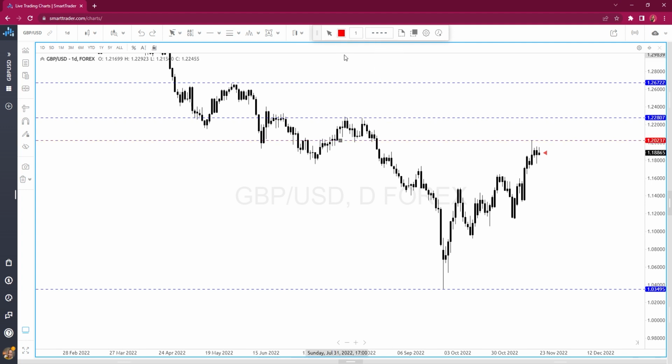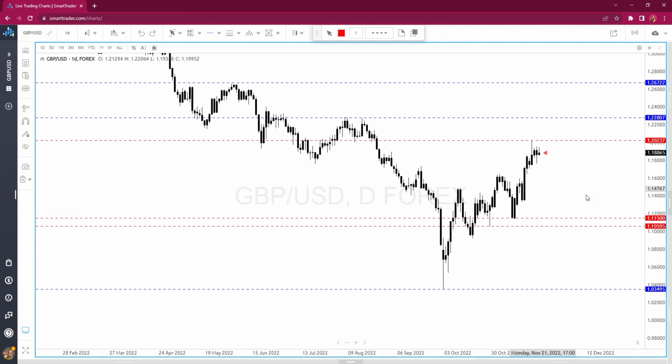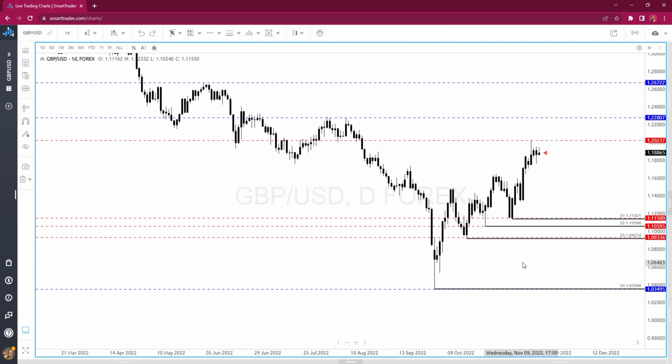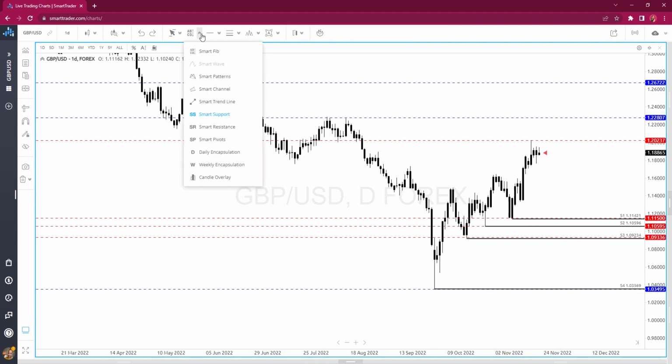So I'm going to change this to red. And then I believe I got a level of support here. I think I got another level here. And then I've got another level here. So let's turn on smart support and see. Yep. So all 3 levels I chose are levels of support.